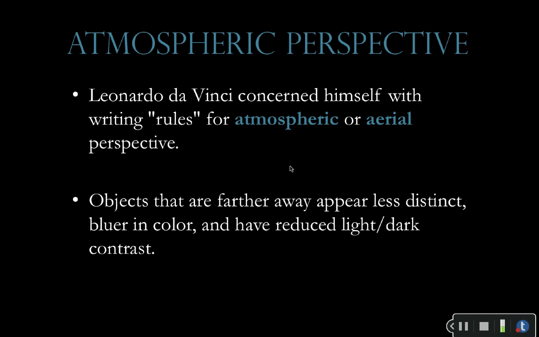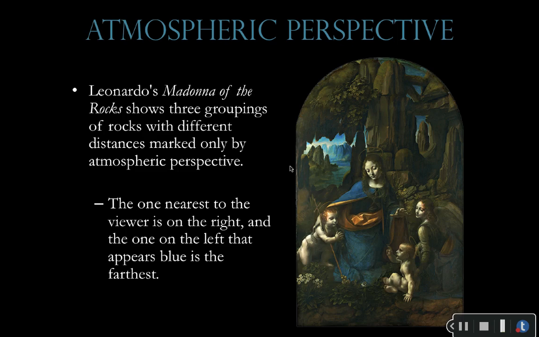That is to say, artists can decide how we see and how we read the work by how they use the light. So Leonardo da Vinci is one of these artists who was very concerned with writing the rules for what we call atmospheric or aerial perspective. So basically when objects are farther away, they will appear less distinct, sometimes bluer in color, and they'll usually have reduced light or dark contrast. So let's take a look at this.